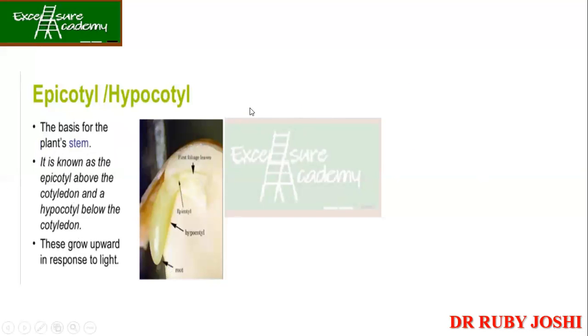Now let's talk about epicotyl and hypocotyl. They are the basis for the plant stem. If you see over here in the figure, they have shown how nicely it has germinated. The first thing you see is the radicle, which later forms the root. Then you have the hypocotyl above the radicle. Above this, you have the epicotyl, and from here your first leaves will start forming.